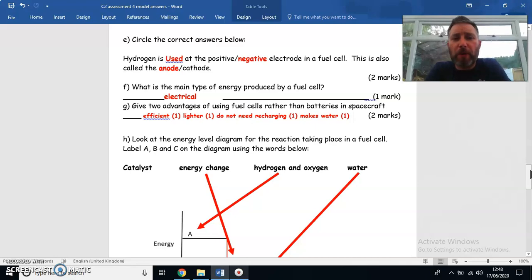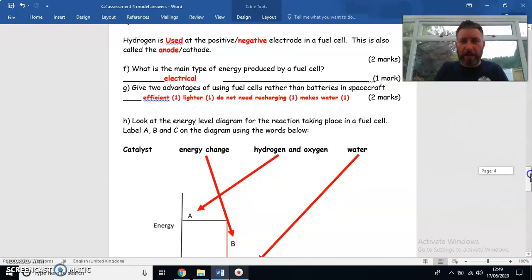Right, G. Two advantages of using fuel cells rather than batteries in spacecraft. There's lots and lots of reasons. They're very efficient. They are lighter than batteries. They don't need recharging the same way batteries do. They make water, which is obviously a useful byproduct if you're an astronaut and you want to have a drink. You could also talk about the fact that they can be reversed in terms of you can use solar power to electrolyze the water into hydrogen and oxygen and then react it backwards. Any variation on those. Most people did a great job of this, so well done.